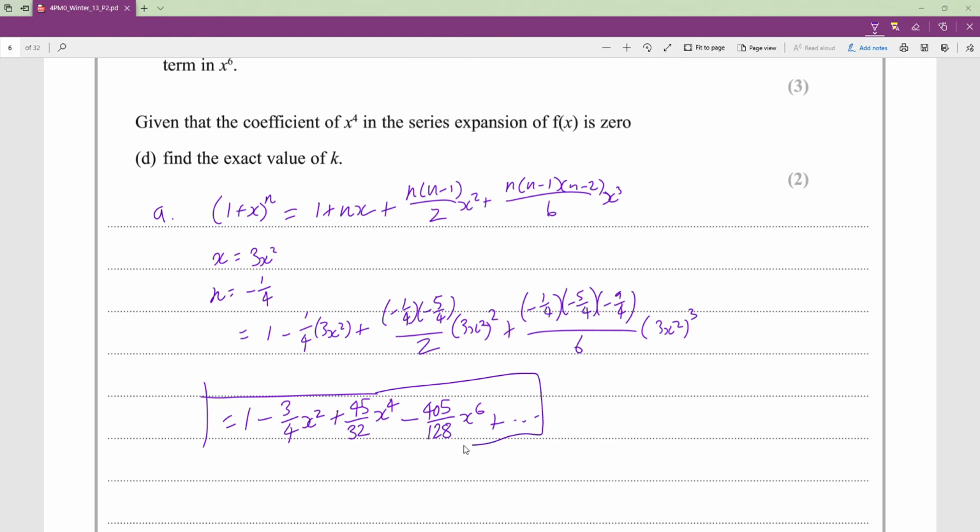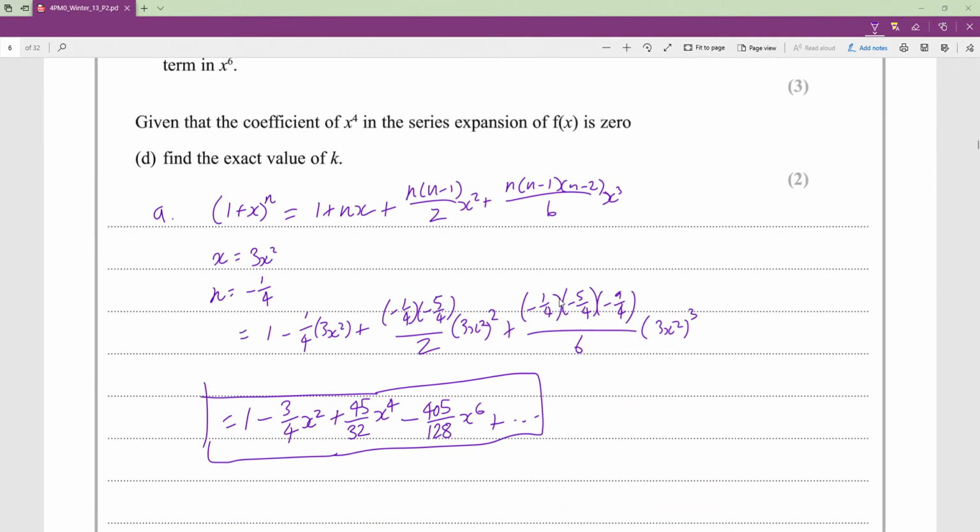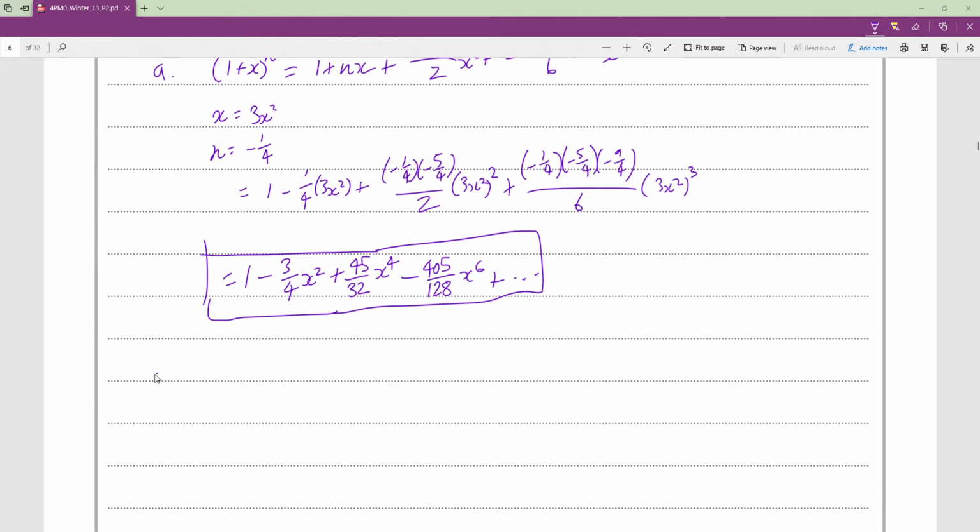Okay, this is our expansion, giving each coefficient fraction in its lowest terms. Yep, find the range of values of x for which your expansion is valid. Okay, so this is a 1-mark question because it is actually quite simple.